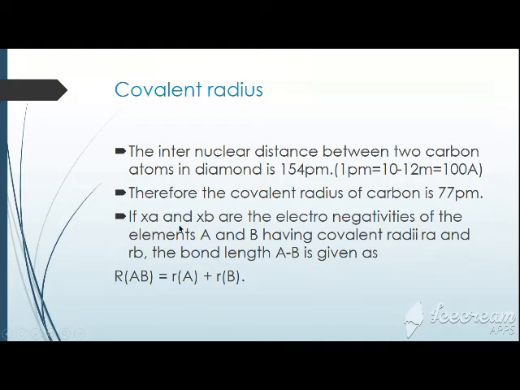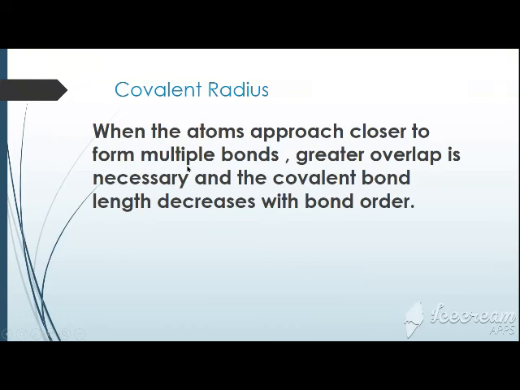If Xa and Xb are the electronegativities of the elements A and B having covalent radii Ra and Rb, the bond length AB is given as R_AB is equal to R of A, that is radius of A, plus radius of B. When the atoms approach closer to form multiple bonds, the greater will be the overlap, and in turn the covalent bond length decreases with respect to the bond order.